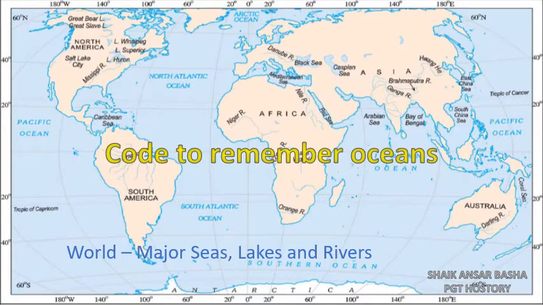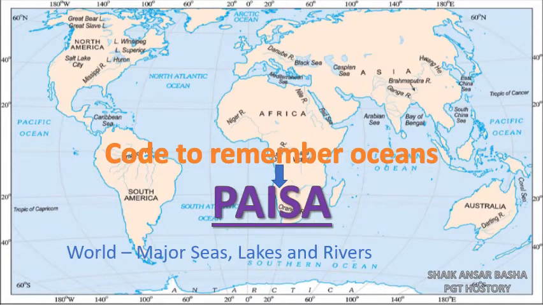And we have a code here to remember all the five oceans. That code goes like this: PAISA, Paisa. P stands for Pacific Ocean, A stands for Atlantic Ocean, I for Indian Ocean, S for Southern Ocean, A for Arctic Ocean. So if you remember this Paisa code, you can remember all the five oceans. You can write them in order anywhere in any competitive examination. It will be easy to remember.